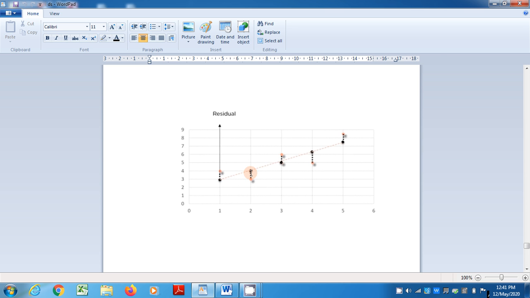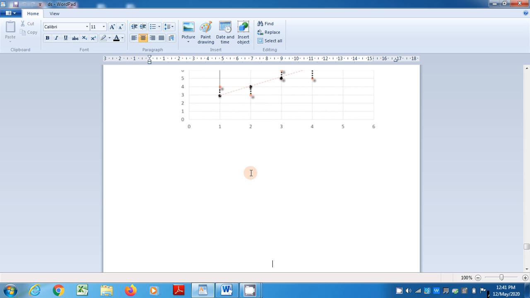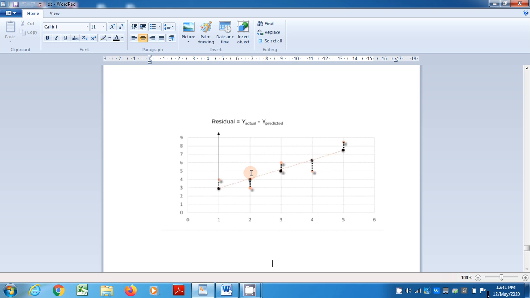So how to adjust that? Using residuals. How to calculate the residuals, as I said: y actual values minus y predicted. That means actual rent values minus predicted rent values. That is the difference, and that is the residual.